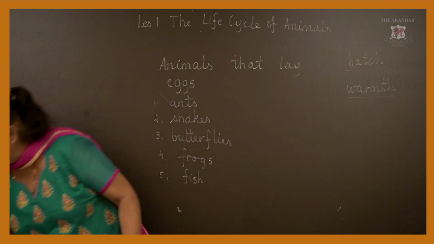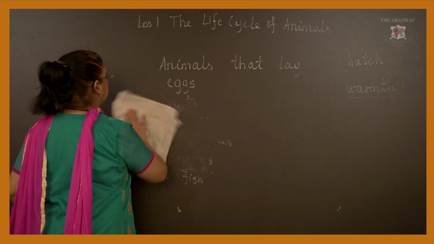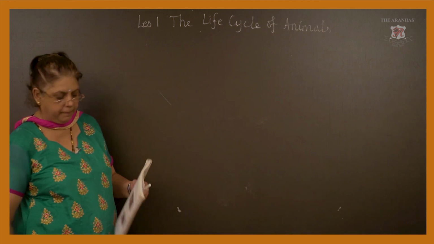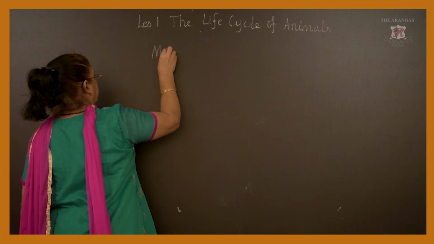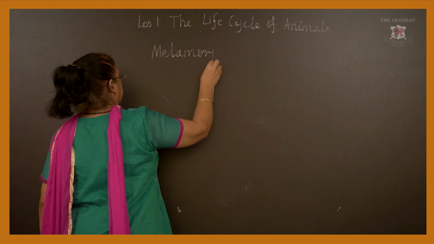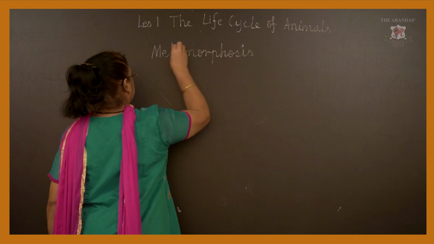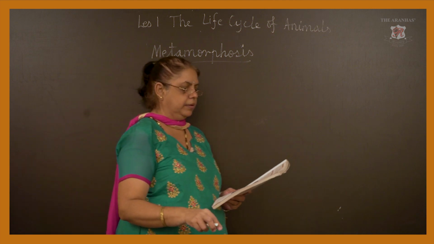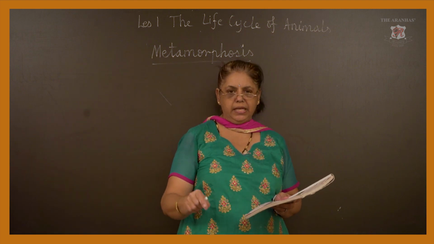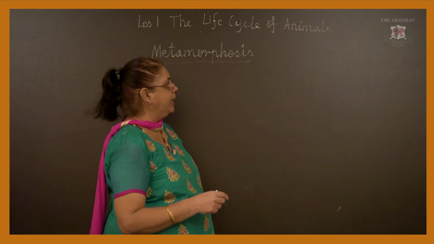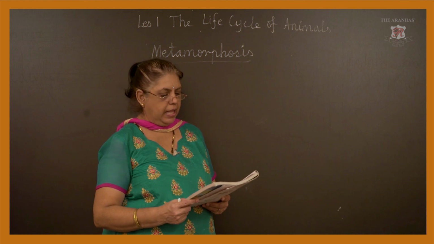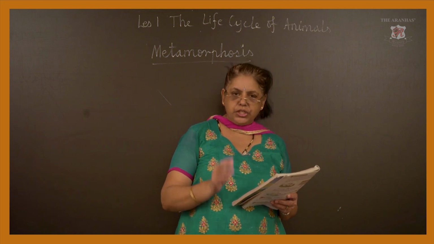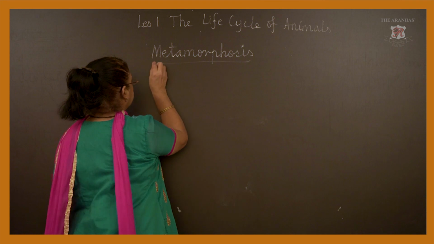Now, the next part of the lesson is, we are going to learn about metamorphosis. Now, in animals, the young one, now I taught you about animals and the young ones. So, the young one grows into an adult animal, it grows into a big animal, and this looks very different from the young one. Now, this change is called metamorphosis.